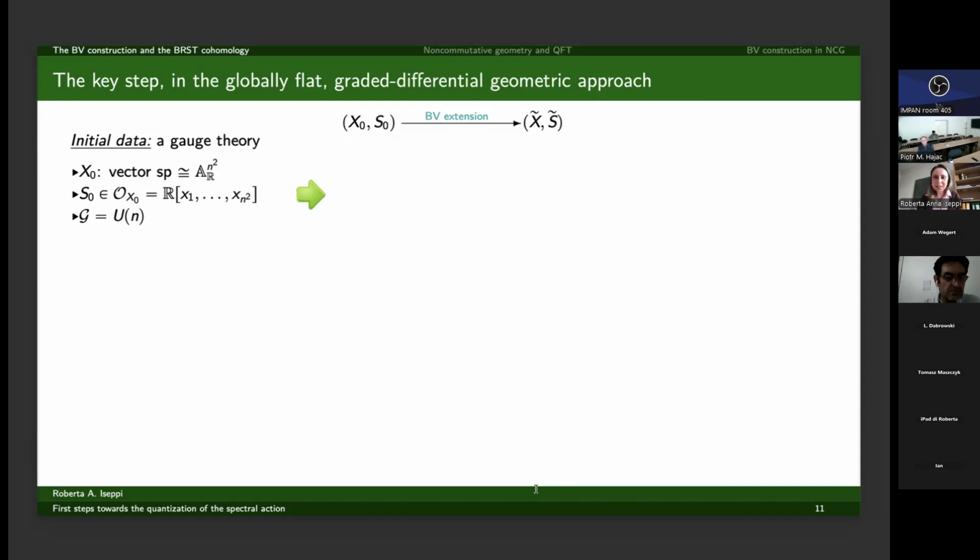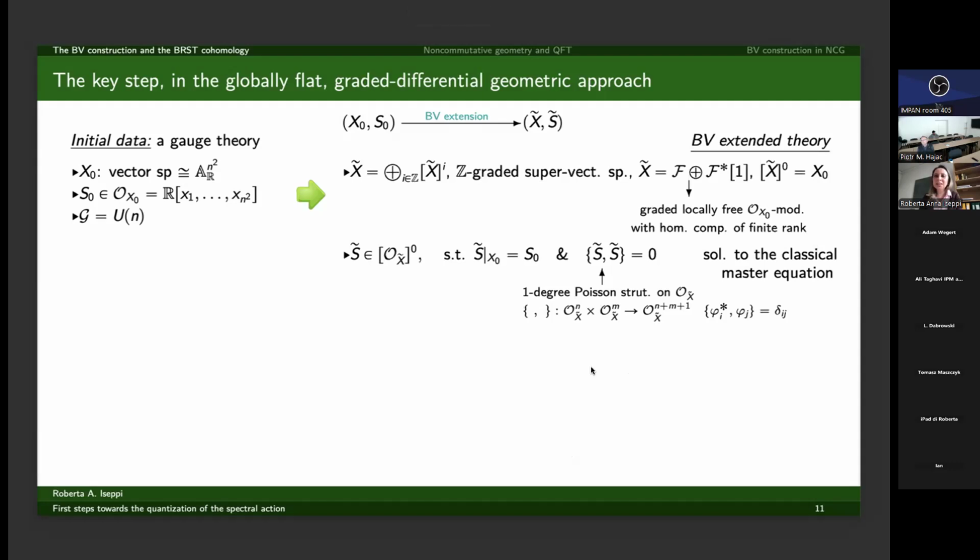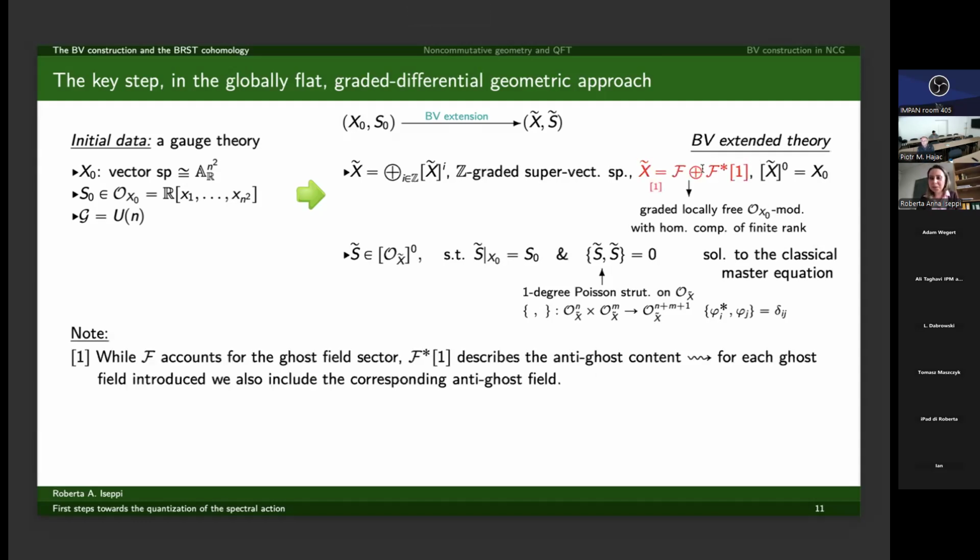Okay, so what is this BV extended theory? It's asked to be a Z-graded supervector space that is suitable to be decomposed in this way. So I want this to be a direct sum of two pieces, where F is a graded locally free O_X module whose homogeneous components have finite rank. And the fact that I can split this X tilde in these two parts is really encoding this idea that I'm doubling the entire story.